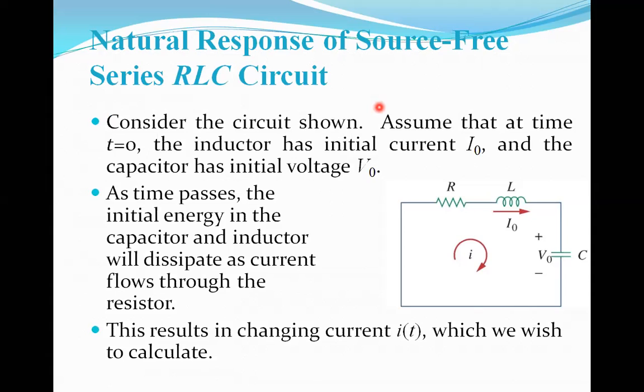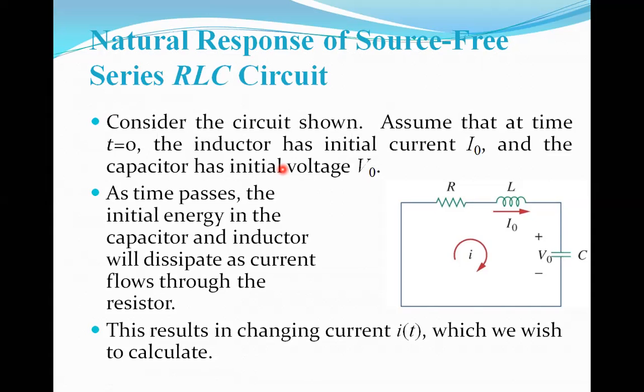So consider a circuit having a capacitor or condenser C. Here we can see that an inductance coil L and resistance R are connected in series with the source. So consider the circuit shown. Assume that at time t equal to 0, the inductor has an initial current value of I naught and the capacitor has an initial voltage of V naught. After attaining the maximum charge value, we will have the maximum current I naught and the maximum voltage in the circuit V naught.